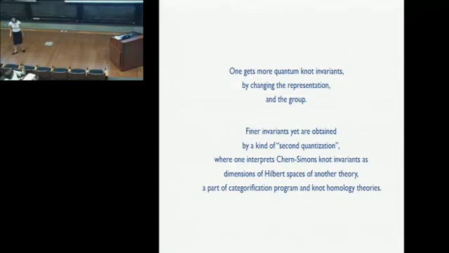You get finer invariants yet by a kind of roughly second quantization, where one interprets Chern-Simons knot invariants as dimensions of Hilbert spaces of yet another theory. That's part of the categorification program in knot homology.